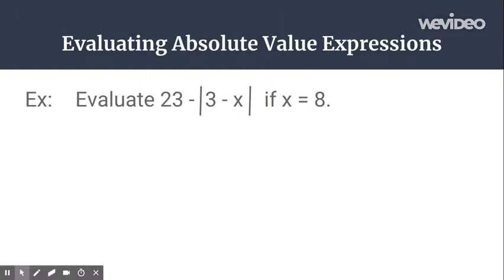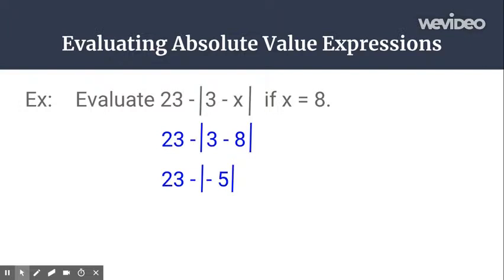In one of our examples from yesterday, we were asked to evaluate 23 minus the absolute value of 3 minus x if x equals 8. So our first step is rewriting the problem as 23 minus the absolute value of 3 minus 8. Before we can do anything else, we need to simplify what's inside the absolute value bars. Within the absolute value, 3 minus 8 is negative 5.